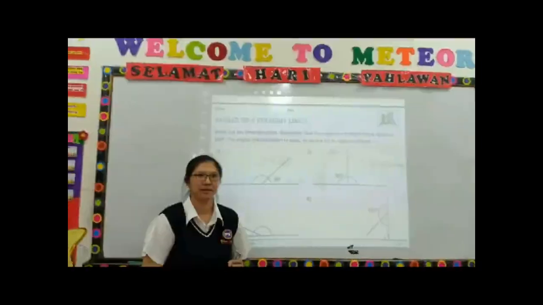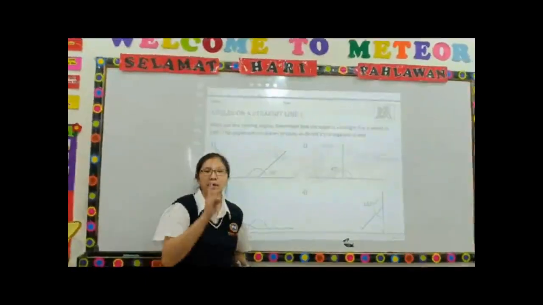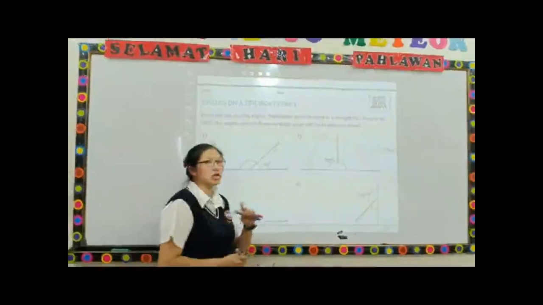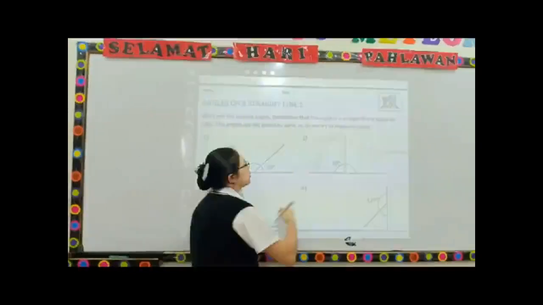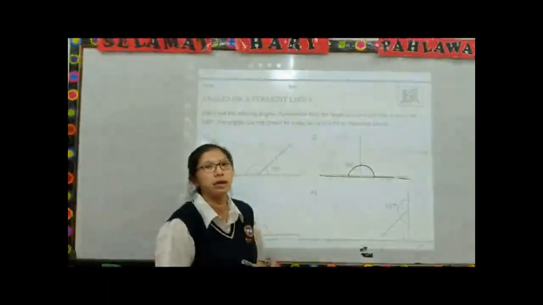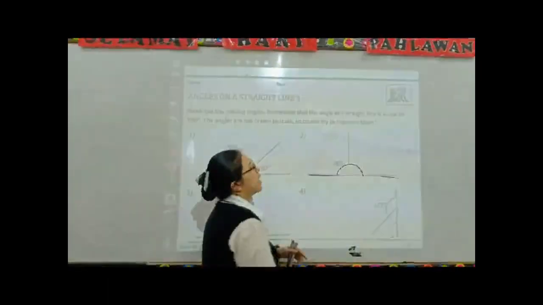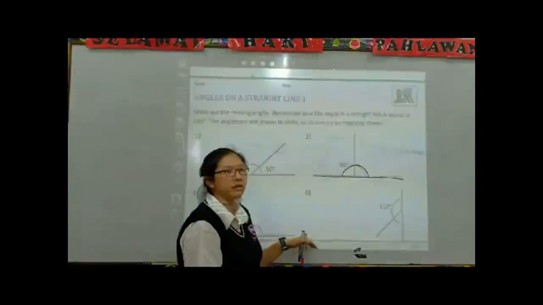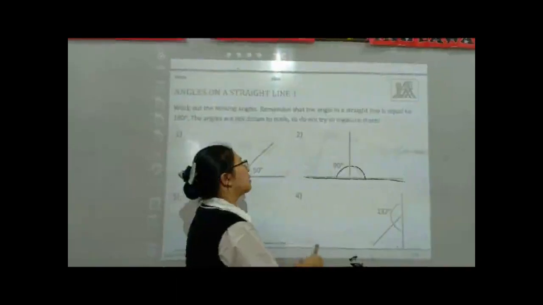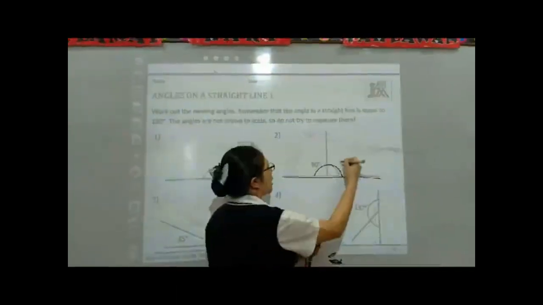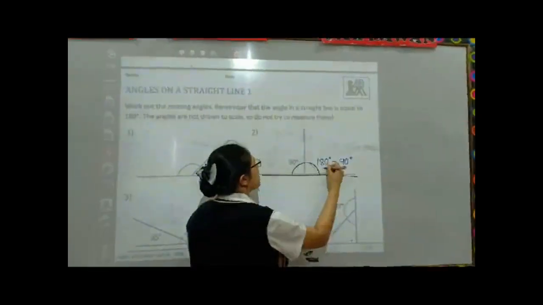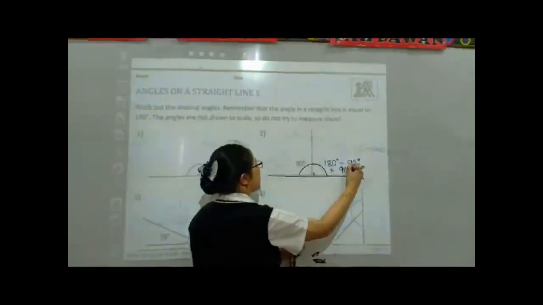As I mentioned just now, angles on a straight line are 180 degrees. I repeat, angles on a straight line are 180 degrees. So if this is a straight line, the angle here should be 180 degrees. If you know one part of the angle and you don't know the other part, what you can do is like this. Because this is 180 degrees and this is 90, to find the angle here you do 180 degrees subtracted by 90 degrees. So this angle is 90 degrees.